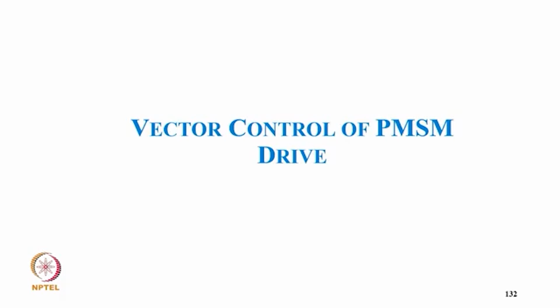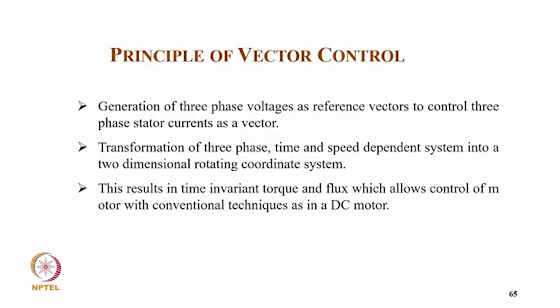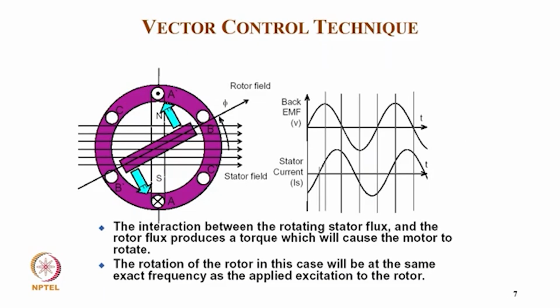Now coming to vector control of permanent magnet synchronous motor drive. The principle of vector control is generation of three-phase voltage as reference vectors to control the three-phase stator current as a vector, and transformation of the three-phase time and speed dependent system into a two-dimensional rotating coordinate system, and this results in time invariant torque and flux, which allows control of the motor with conventional techniques as in a DC motor. And these are typically how the performance is.